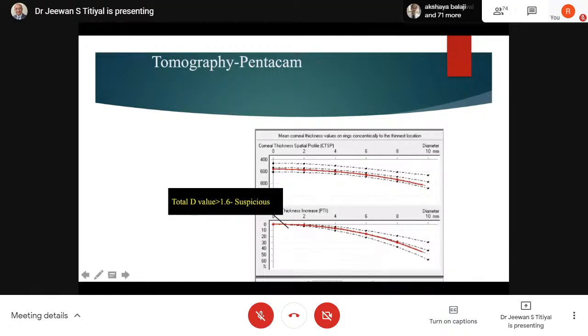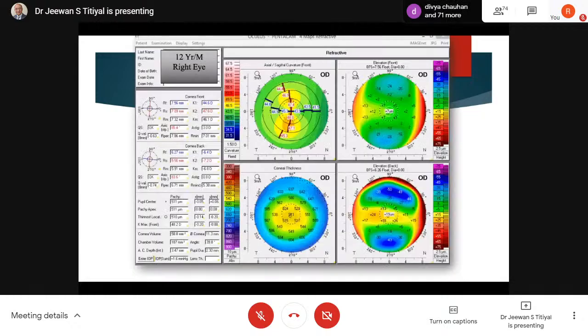is the D value. So if you have a patient less than 30 years, anything more than 1.6 will be suspicious. But if you have a patient who is a little older, then up to 2 would be all right for these cases. So apart from values, age is also an important factor for the D value.